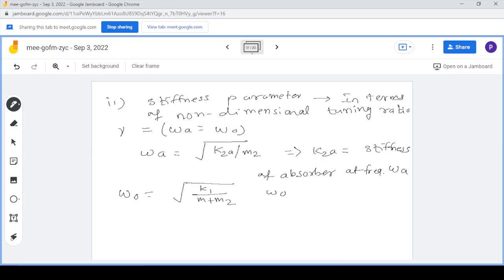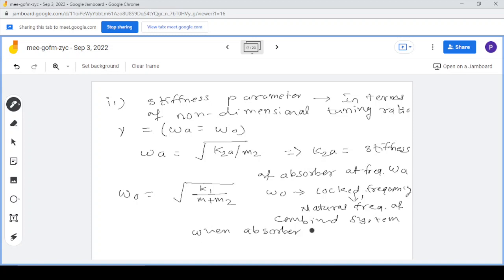And this omega 0 is called the lock frequency, also known as the natural frequency of the combined system when the absorber mass is rigidly connected to M1. So these are the two important parameters. There are two more.